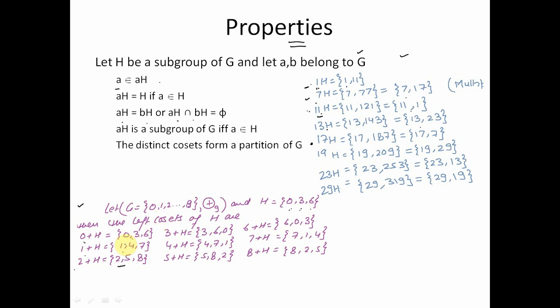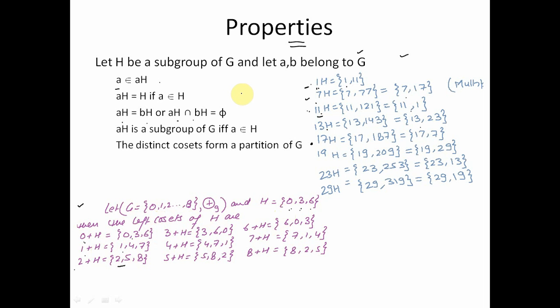Similarly, you can see over here 0 plus H, 3 plus H, 6 plus H are same. There are essentially three unique cosets over here: 0, 3, 6; 1, 4, 7; 2, 5, 8. You can clearly see that they are disjoint.